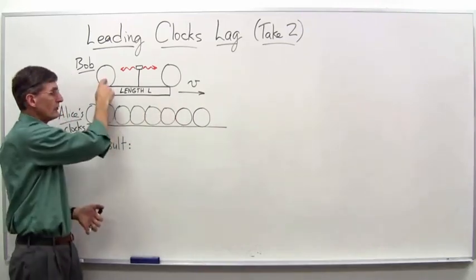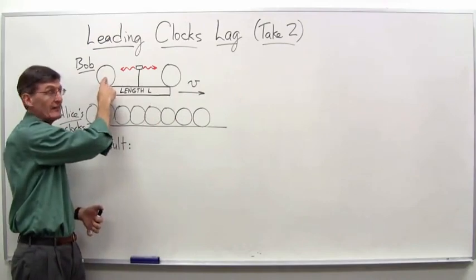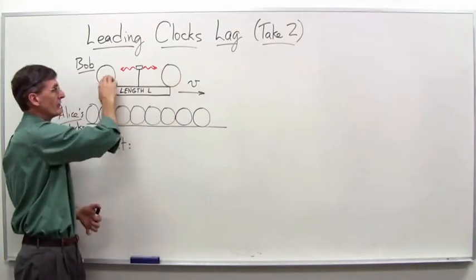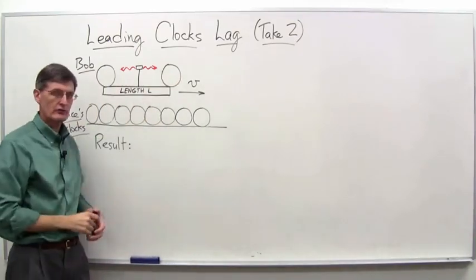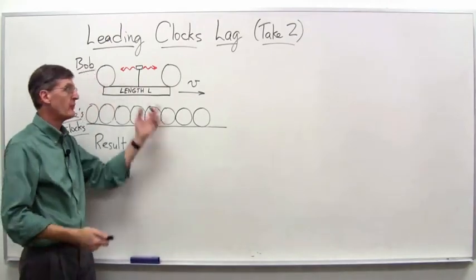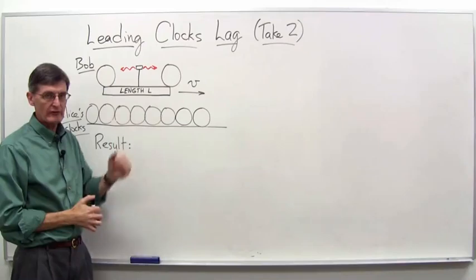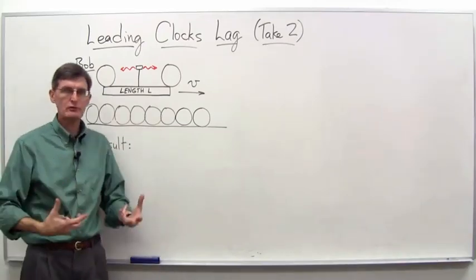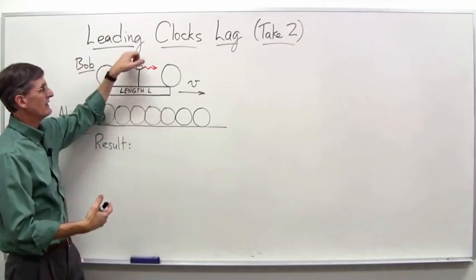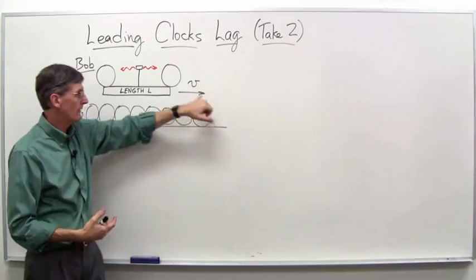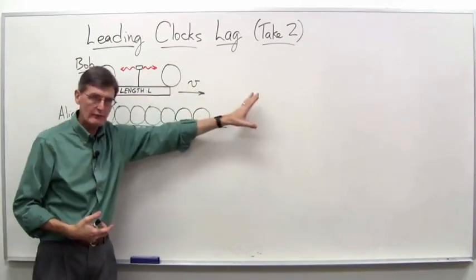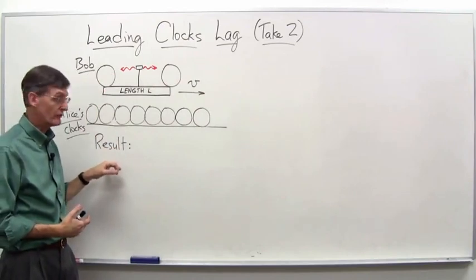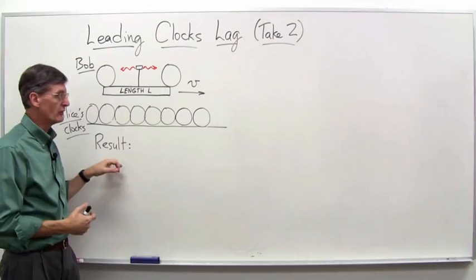So that this clock, to Alice's perspective, is ahead of this clock, or this clock lags this clock, because Alice, as far as she's concerned, her clocks are synchronized. It's Bob who has a problem with the synchronization of his clocks. And so we capture that idea in the phrase leading clocks lag, that this clock on the leading edge of Bob's spaceship lags behind this clock as far as Alice's observations are concerned.